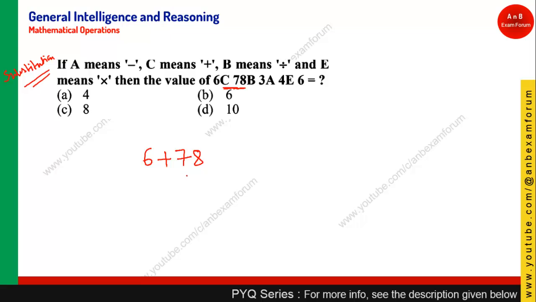What is B? B is division. Don't use this operator, prefer to use this operator. I will tell you why you need to put it like this instead of using this symbol.